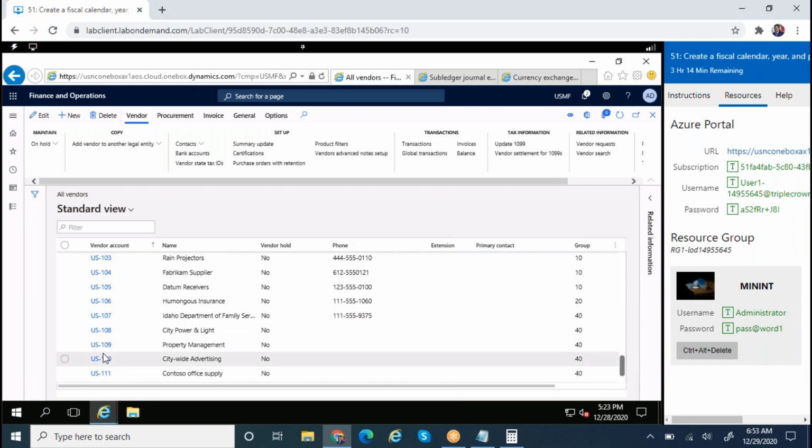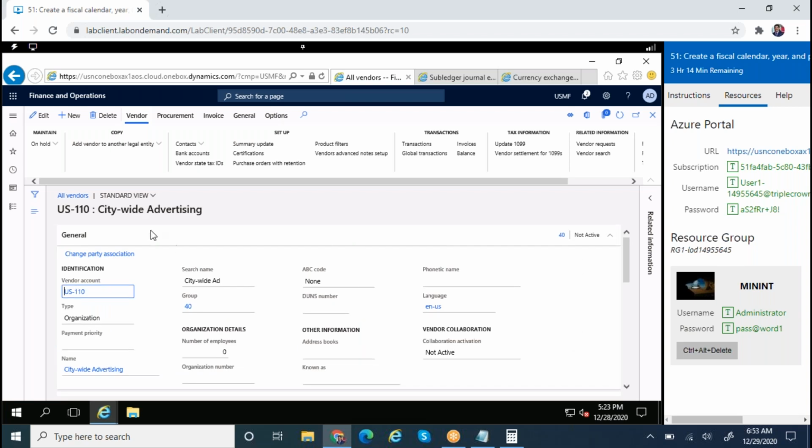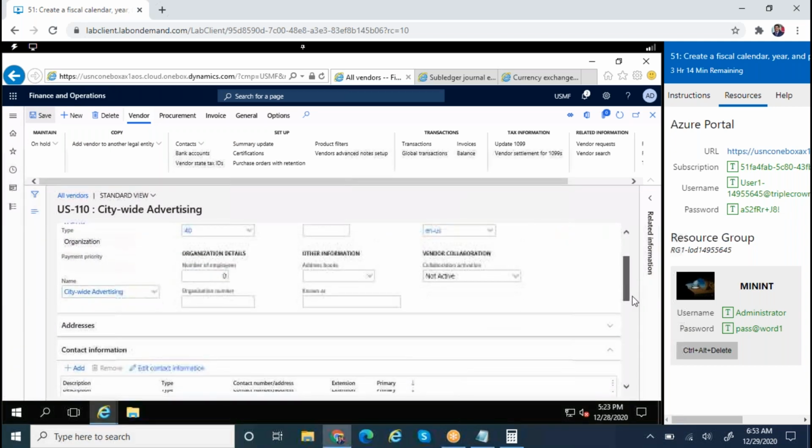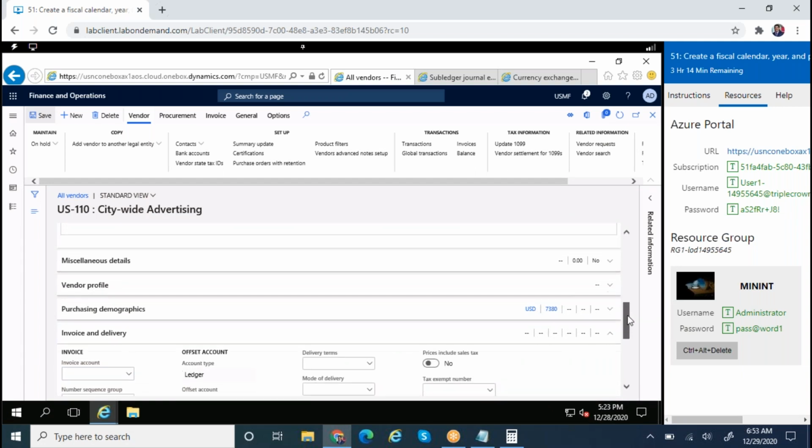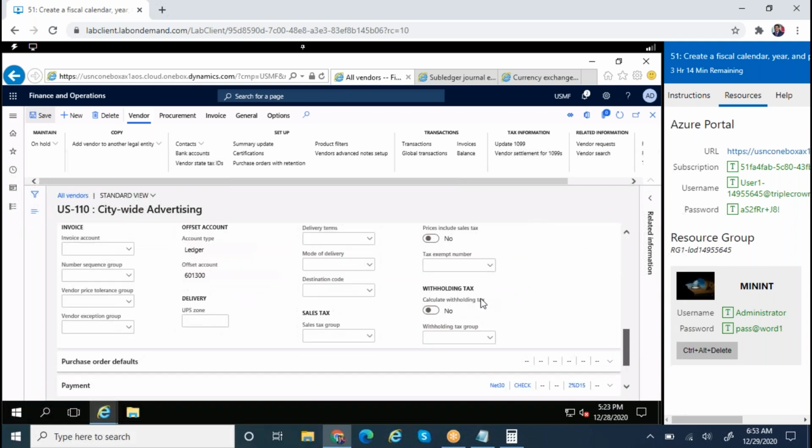Suppose I'm taking, at random, US 10110. For this vendor we need to map the withholding tax group. Calculate withholding tax, and you need to map the withholding tax group. This is a must. Now for US 0110 I will do a vendor invoice.